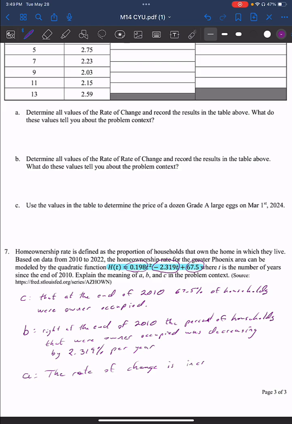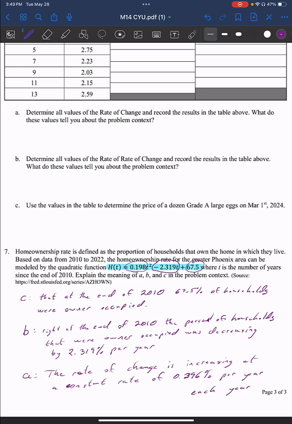is increasing at a constant rate of 2 times that A value. It's increasing at a constant rate of 0.396% per year each year.